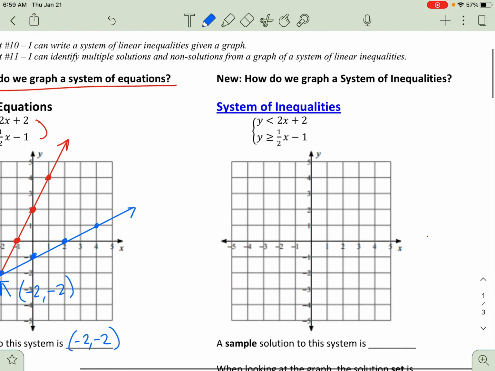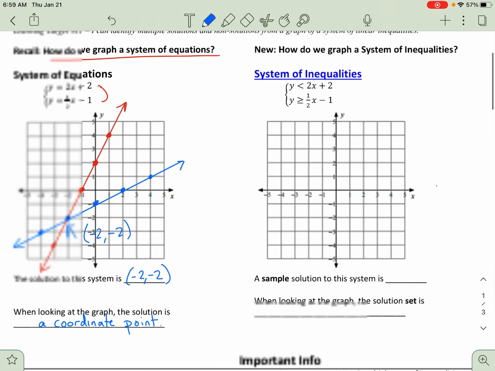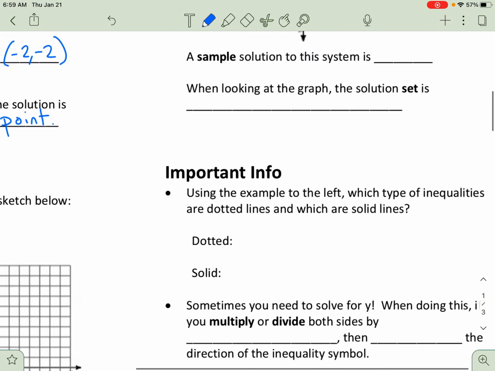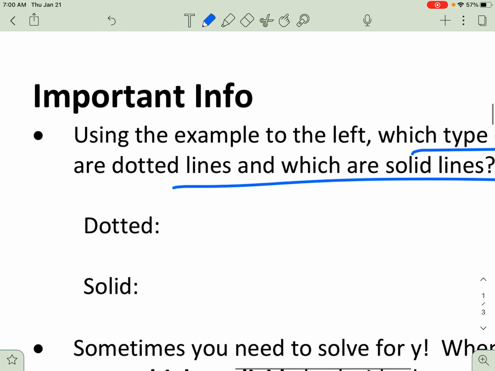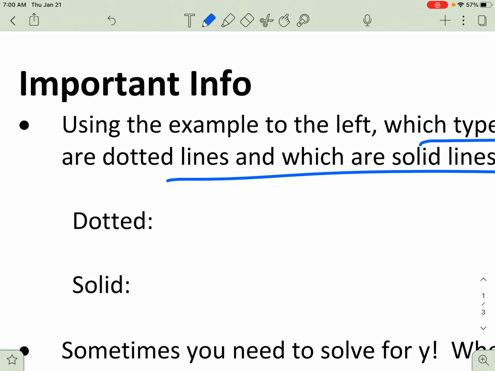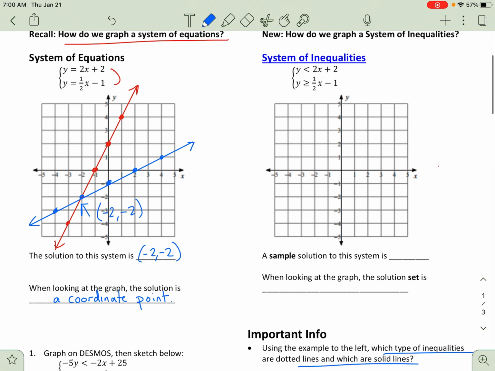All right, so here's the difference, okay? You have a system of inequalities. So notice now that we're back to using this greater than, less than, all those symbols. So recall, okay, down here I'm going to put some important information. Which type of inequalities are dotted lines and which are solid lines? Dotted lines are your greater than or less than symbols. Your solid lines are where you put the line underneath of it. Okay, so that's important to know.